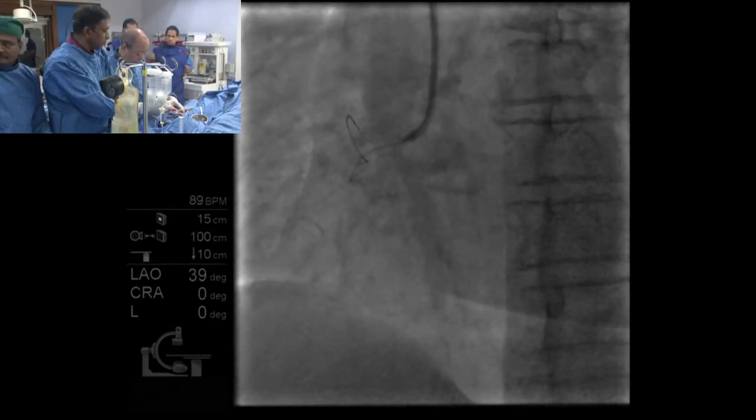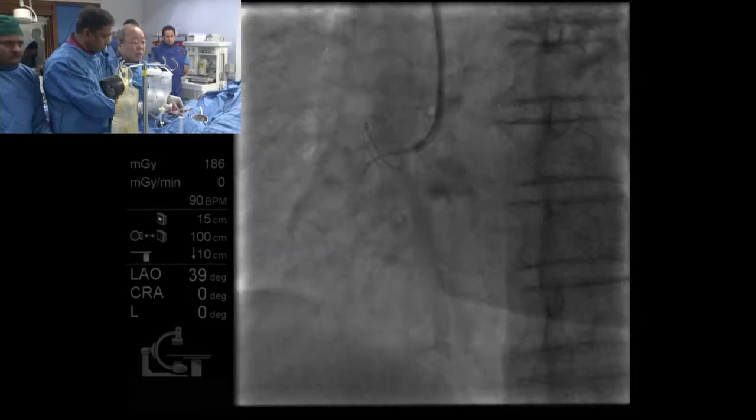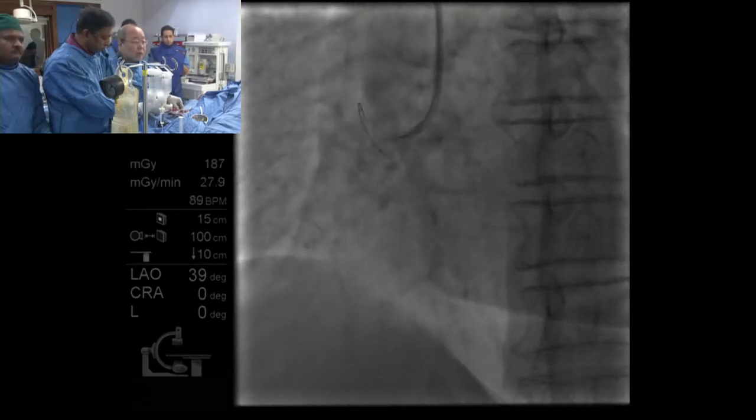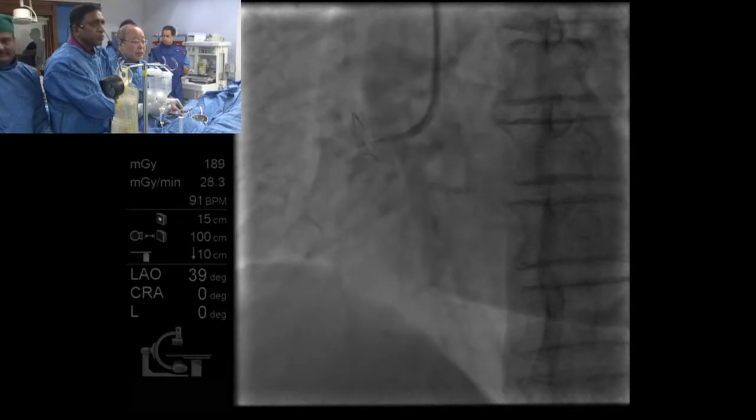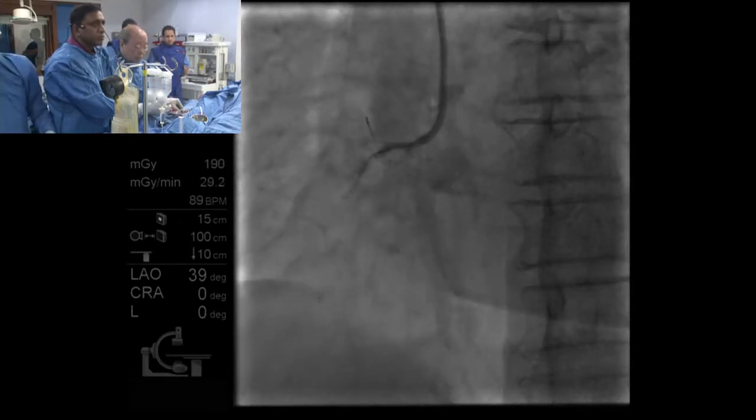Yeah, understand. I think even though we see a good retrograde collateral in the beginning, most of us still try antegrade wire escalation first.